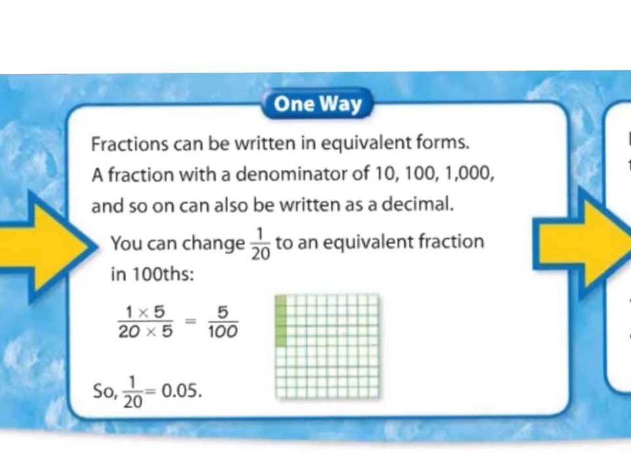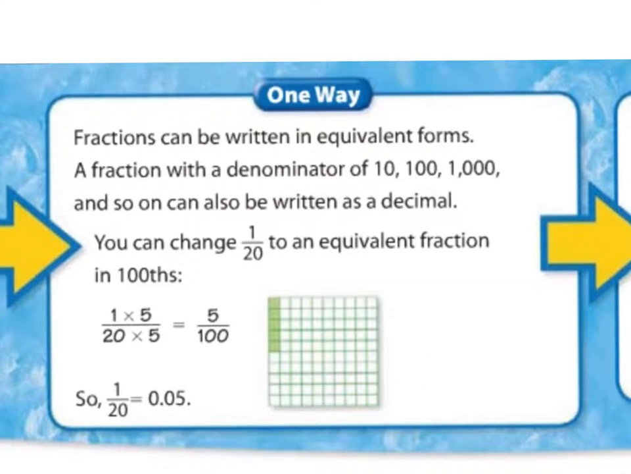So, one way that we could do that is fractions can be written in equivalent forms. A fraction with a denominator of 10, 100, or 1,000, and so on, ending with 0, a factor of 10, can also be written as a decimal, and we love it when it's like this. So, one way you can do it is to change 1/20th to an equivalent fraction in 100ths.